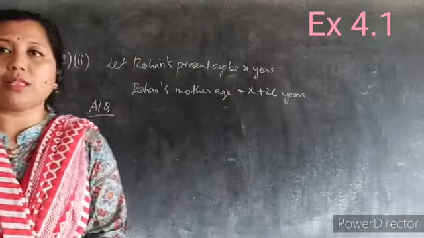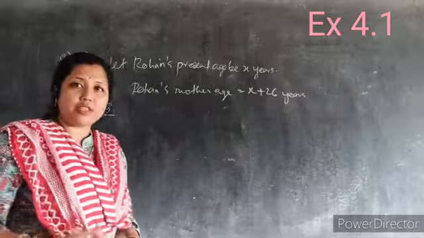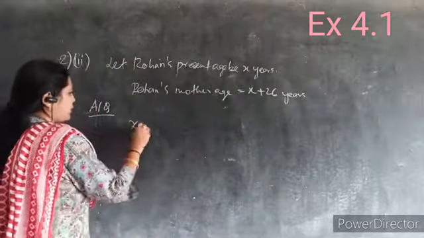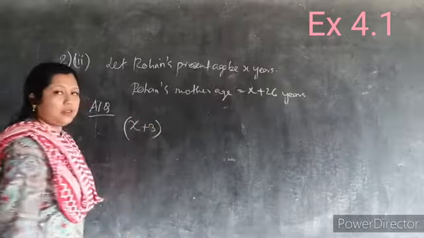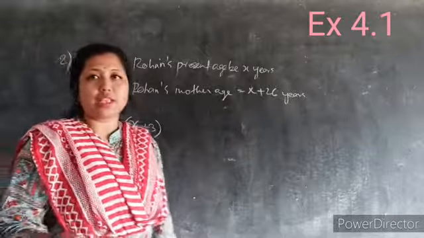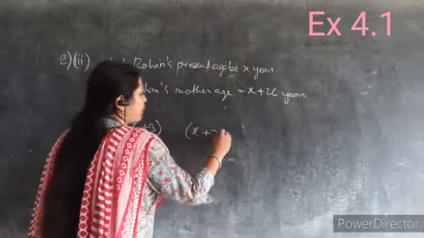So as per your question, the equation given here is the product of their ages 3 years from now. Okay, that means after 3 years. So after 3 years, Rohan's age will be how much? x plus 3, isn't it? And after 3 years, Rohan's mother's age will be coming as what? x plus 26 plus 3. That means x plus 29.